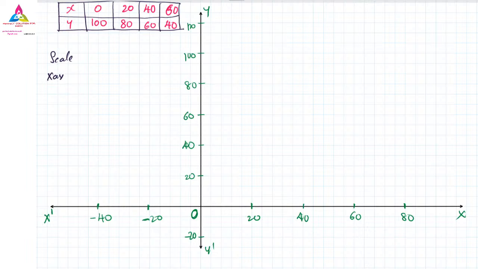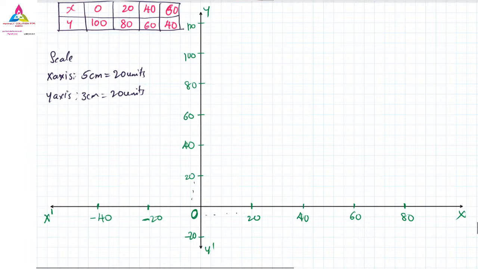X-axis we have, you can see 1, 2, 3, 4, 5 difference I have left. So 5 centimeter is equal to 20 units. Remember 20 units, because I have written the 20. So similarly y-axis, you can say 1, 2, 3. So 3 centimeter is equal to 20 units. According to you, you have to write the scale. I am writing the scale for my measurement. In your graph, you have your measurement.